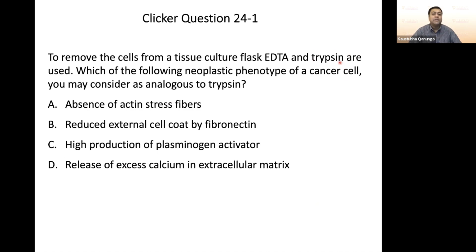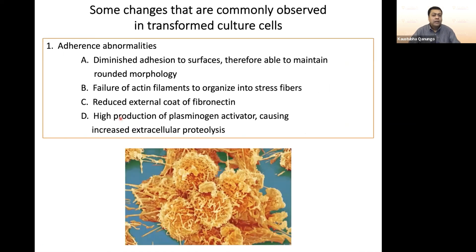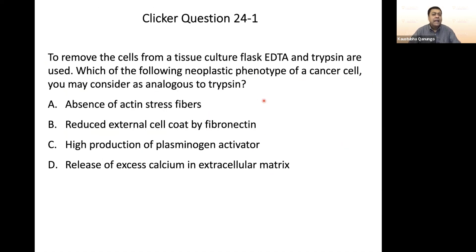Think about what trypsin does. Trypsin is a proteolytic enzyme which will digest the extracellular matrix proteins by protease action, or proteolysis. So trypsin is a protease. Now, if we go back to our question, high production of plasminogen activator causing increased extracellular proteolysis. So the exact function of trypsin, a cancer cell, just by producing plasminogen activator, will make this analogous to trypsin.